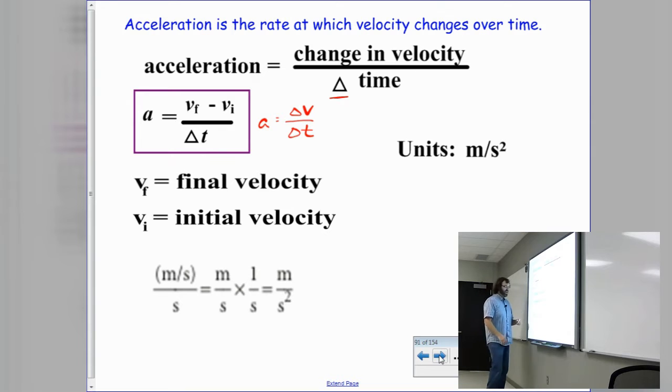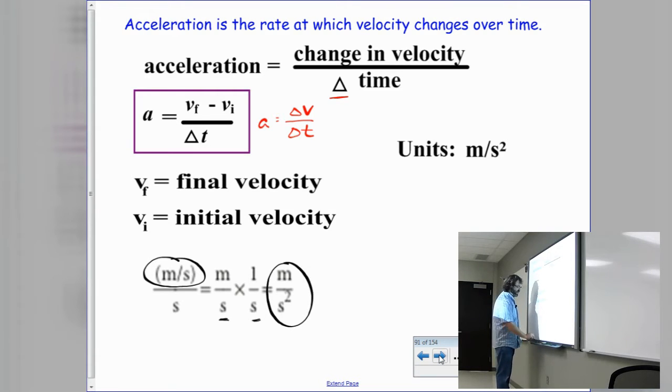So again, if we're trying to figure out the units of acceleration, we can use the change in velocity. The change in velocity will have the units of meters per second, and we're dividing that by seconds. When you divide by something, basically it's like multiplying by 1 over that number. So if we're doing meters per second times 1 over seconds, you can see that gives us the final unit of meters per second squared, because seconds times seconds equals seconds squared. So that's how we end up with the unit for acceleration of meters per second squared.